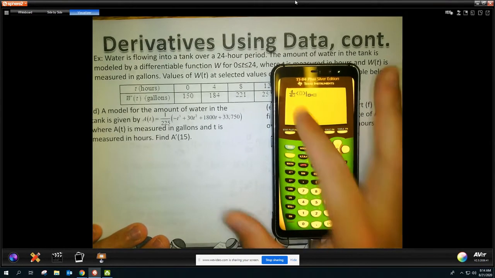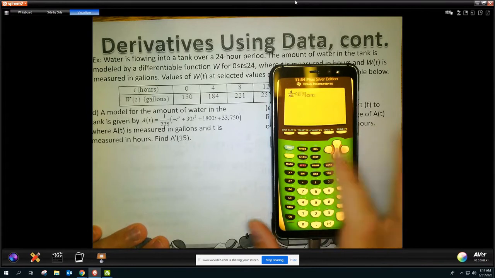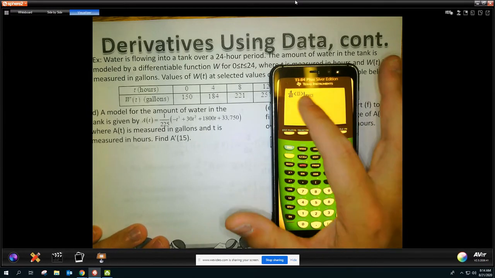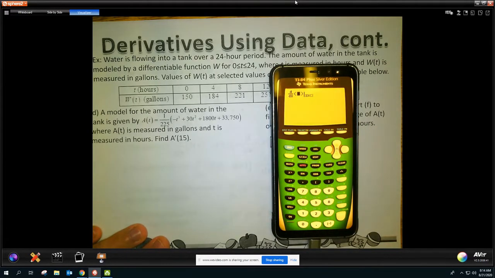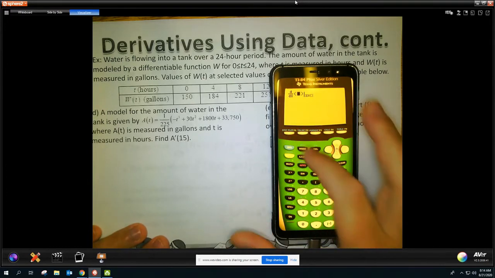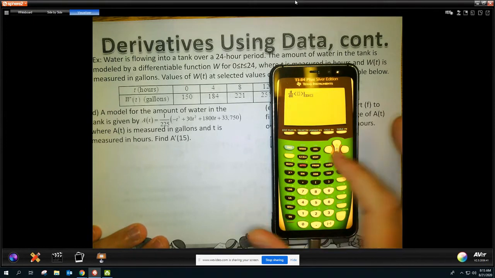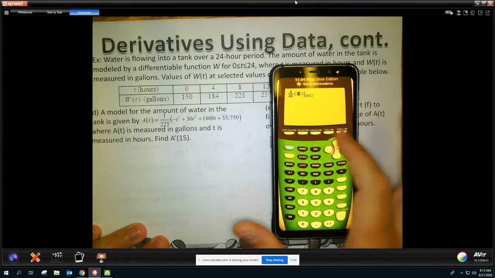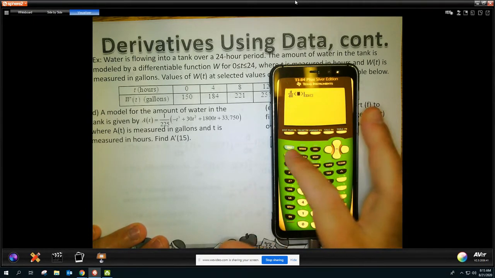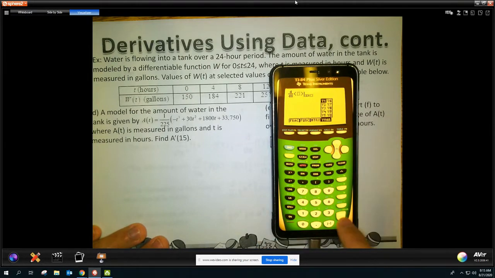And now this part says, what's our variable? Variable is x. This part is, what function are we taking the derivative of? Well, I already typed it all in. Now, could you type this into there? Totally could. But I already typed it into y1. So to recall y1, again, using my hotkeys, I'm going to use F4, so alpha F4, Y1.